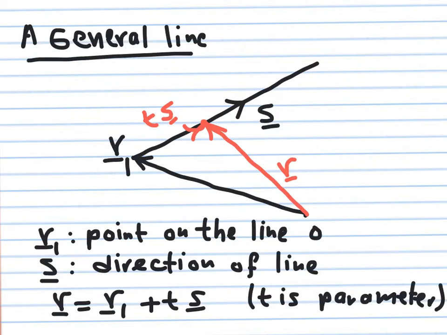Now our target is, if you are given this parametric equation, you are given R1 and you are given S, how can you find the normal distance from any point in space to that line? This is really the target that we'd like to solve, because this is what we're going to need in order to calculate the electric field resulting from an infinite linear charge with arbitrary orientation.